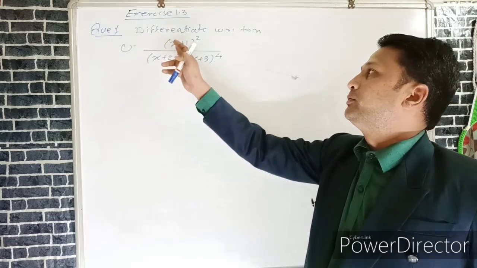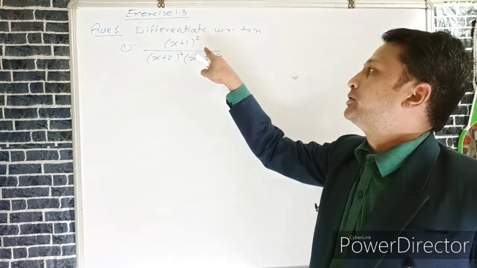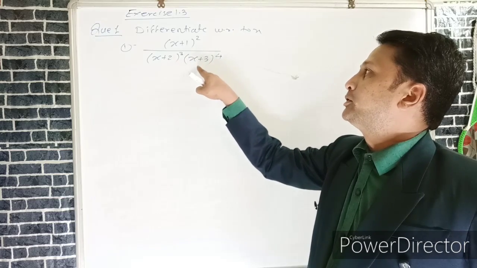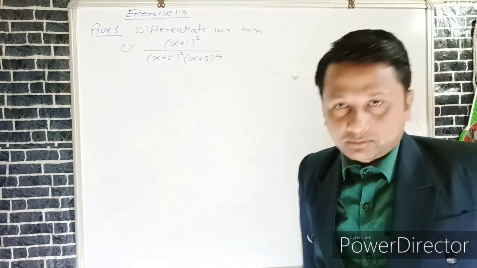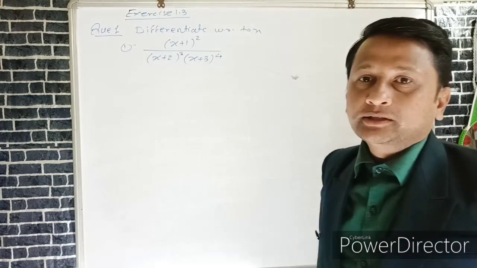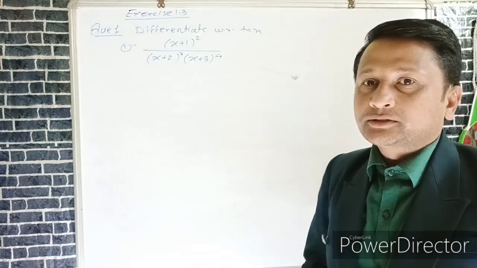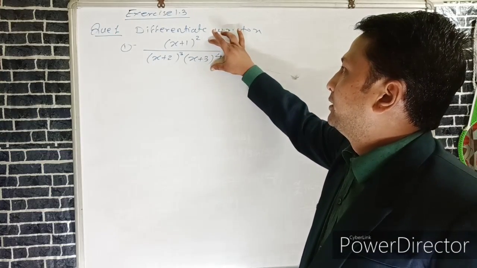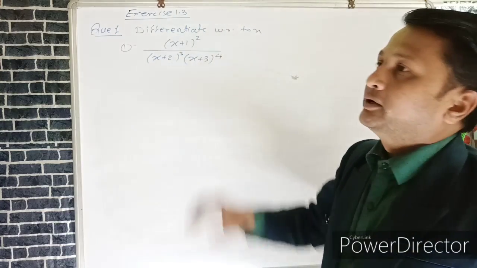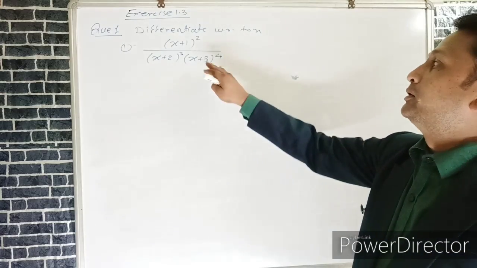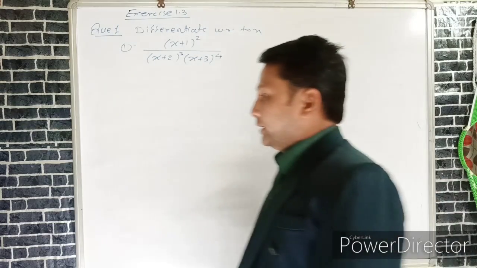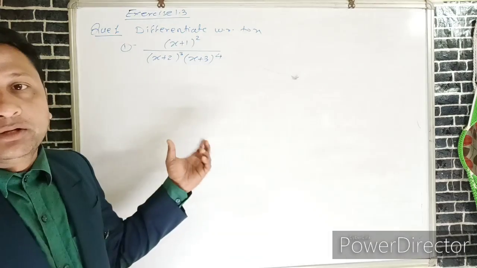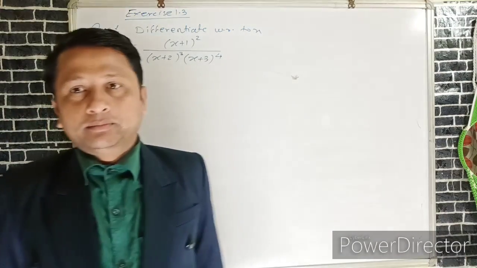Example number 1 is (x plus 1) whole square upon (x plus 2) whole cube times (x plus 3) whole raised to the power 4. So the given function is complicated. In the denominator, two terms are in multiplication and powers are given. Hence, this type of question we solve by using logarithms.